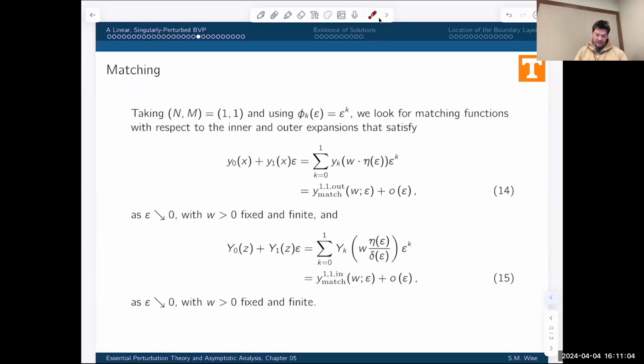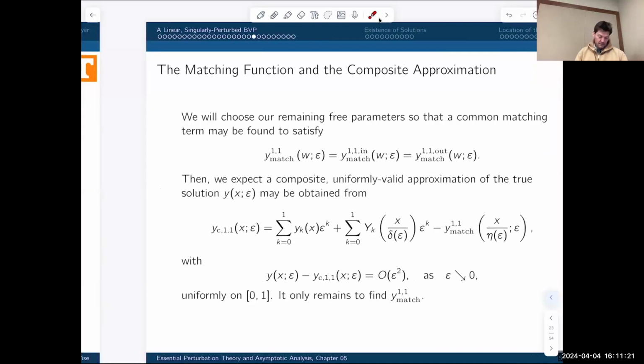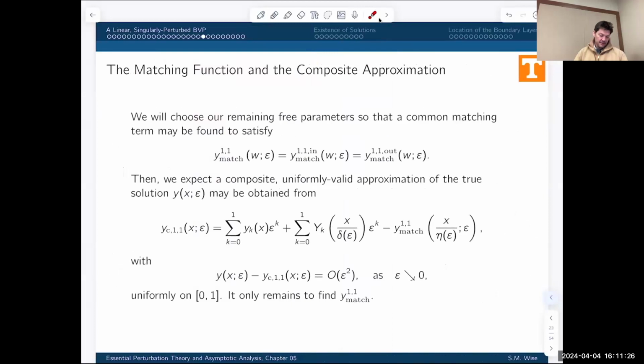We keep in mind that W is finite. In this case, W is also positive. I'm going to show you a case where we have a boundary layer in the middle of the domain, and W can be both positive and negative. But W is crucially not equal to 0. It's finite and positive in that case.